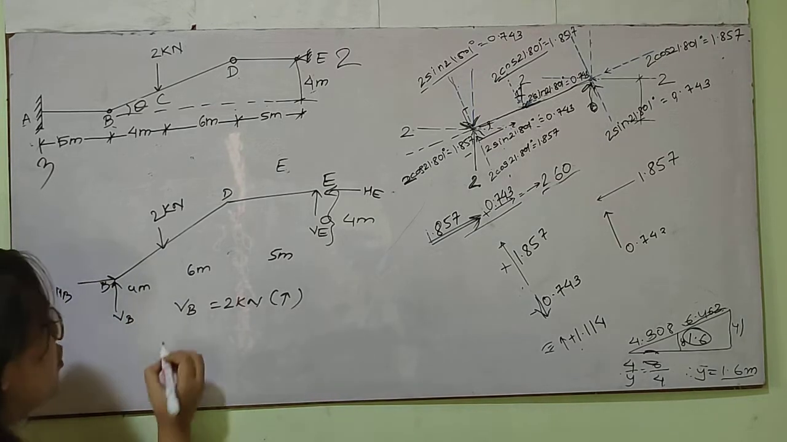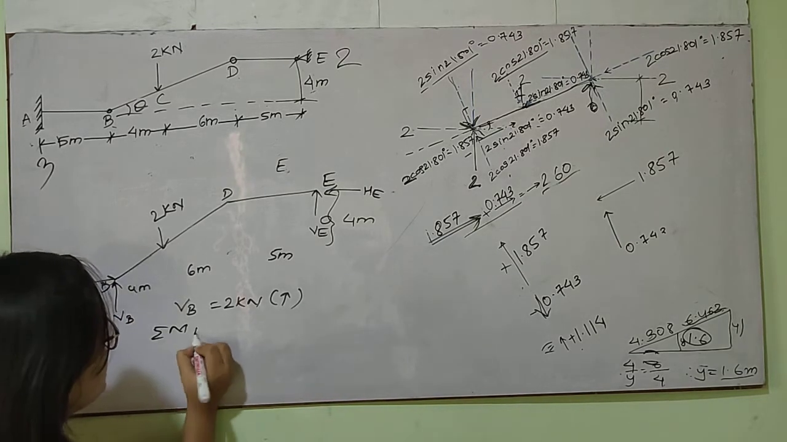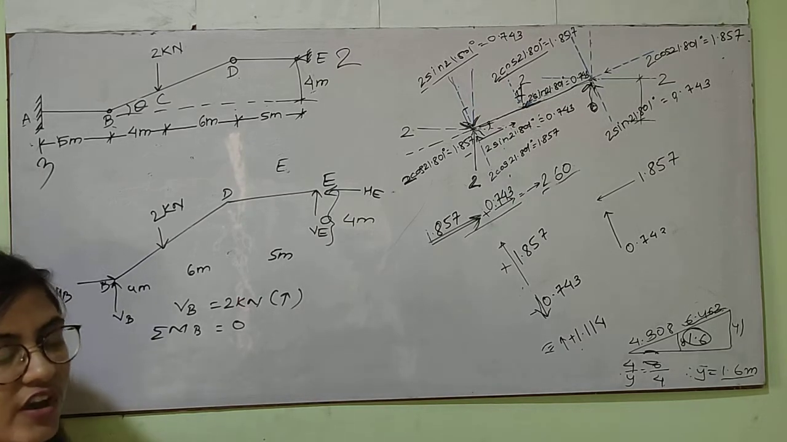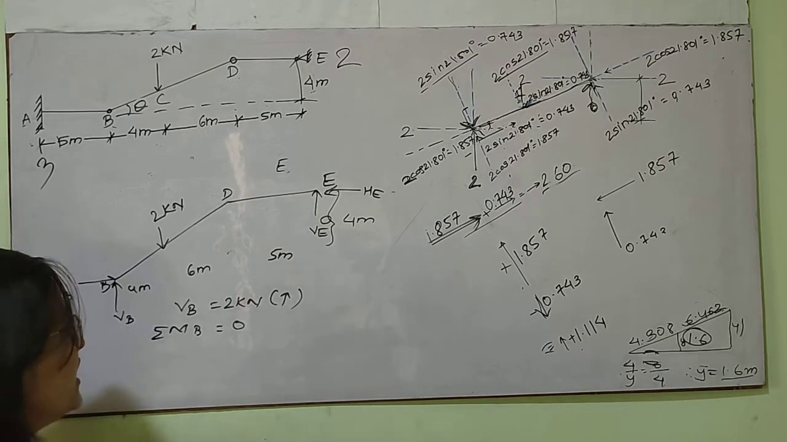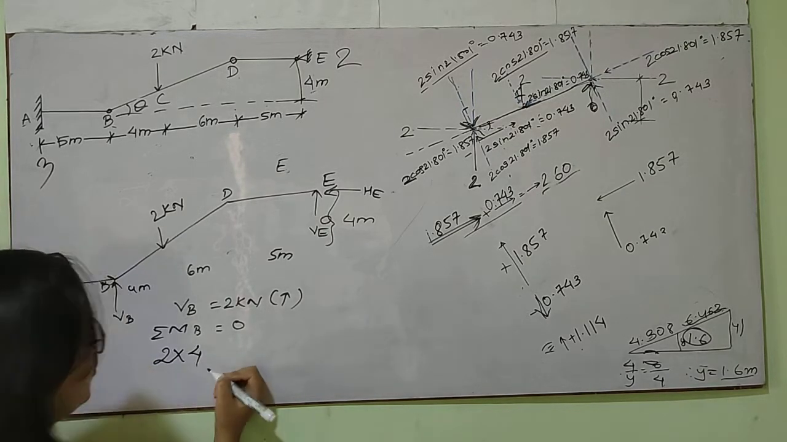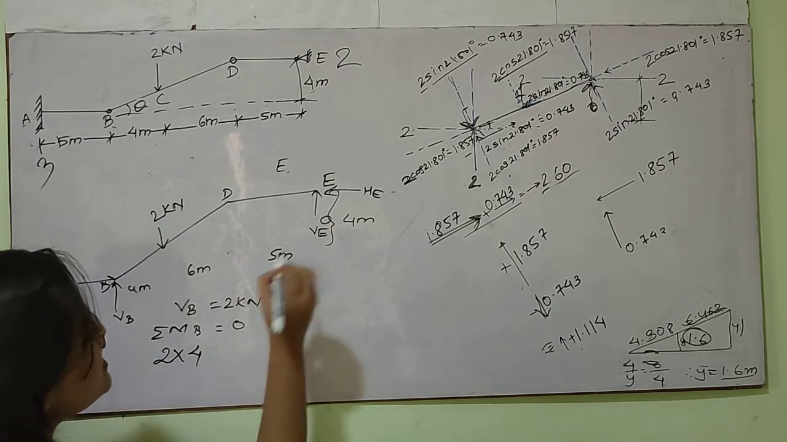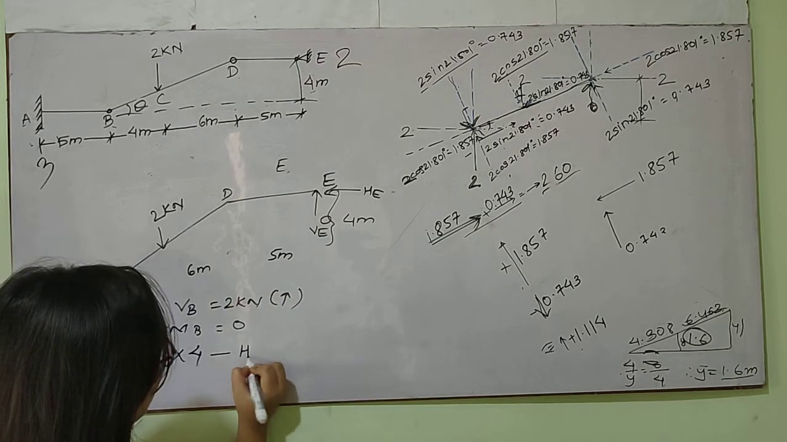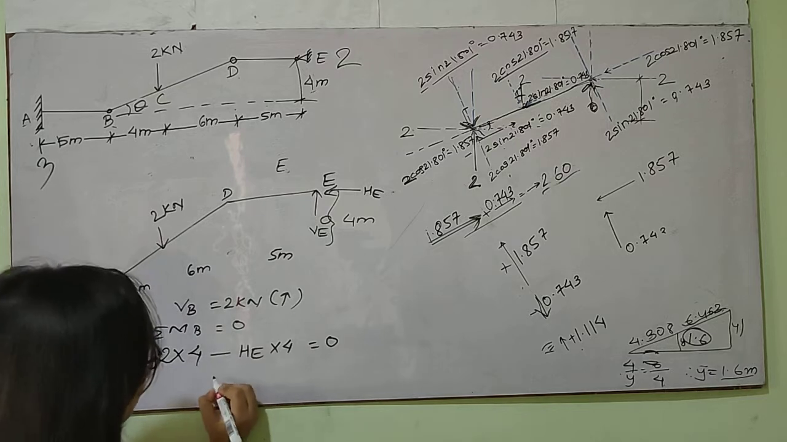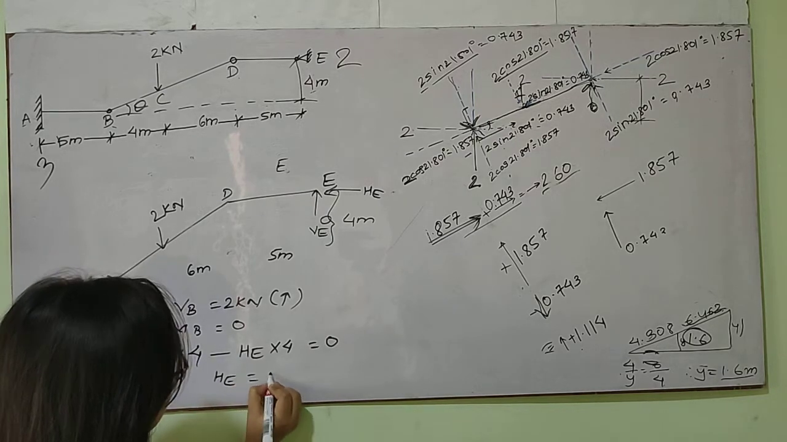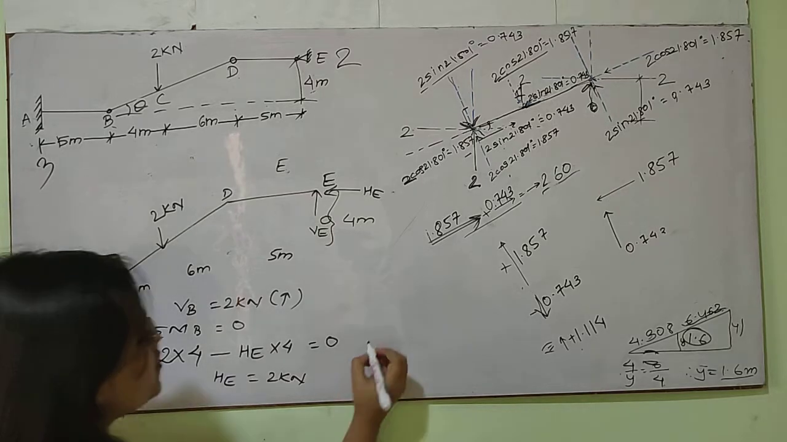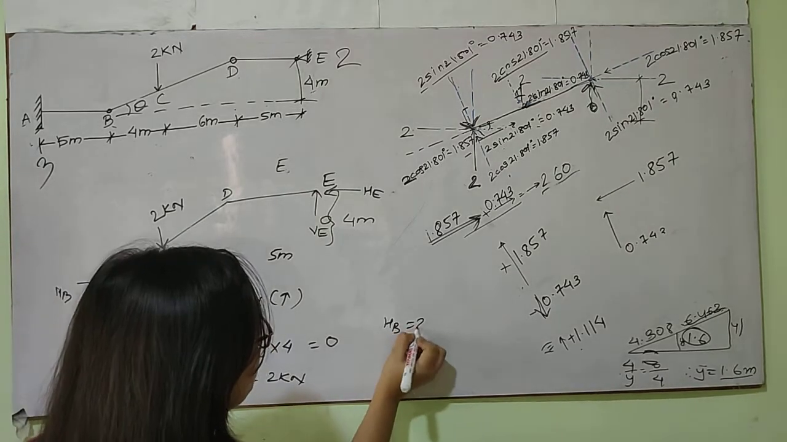Now, I'll take the moment about the point B is equal to 0, and I'm assuming clockwise moment is positive and anti-clockwise moment is negative. So 2 kilonewton gives clockwise moment 2 into 4, and this HE is giving anti-clockwise moment, minus HE into 4, is equal to 0. Thus, HE is equal to 2 kilonewton. So, we get HB also is equal to 2 kilonewton.